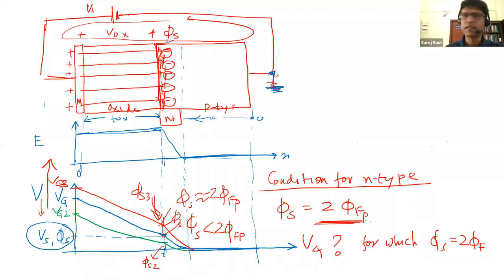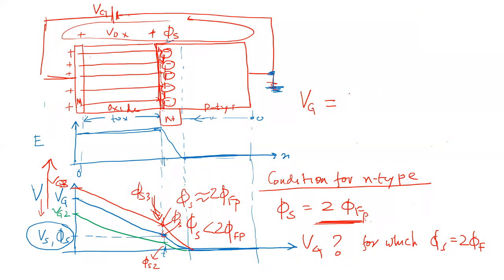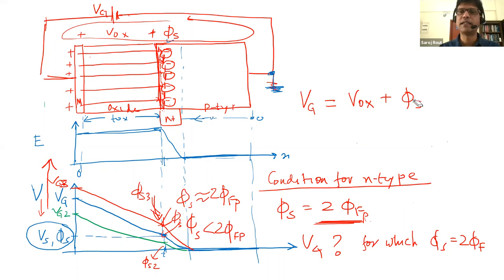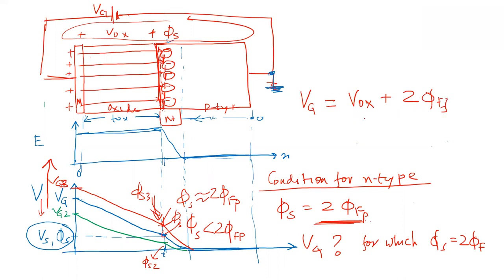Okay, so apply KVL now and tell me. So this is VG. So what's VG if you apply it in that loop? Vox plus Vs. Yeah, Vox plus Vs, right? And what do I need Vs to be to invert it? 2ΦF. 2ΦF, right? So I'll put 2ΦF here. Okay. So now the question is, what's Vox?